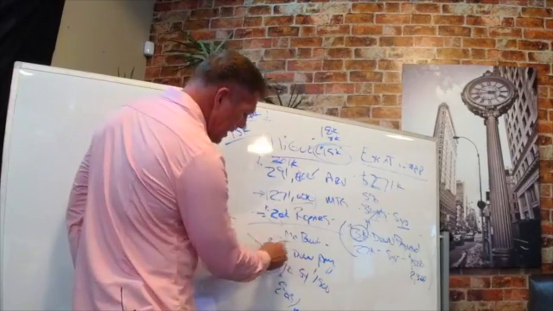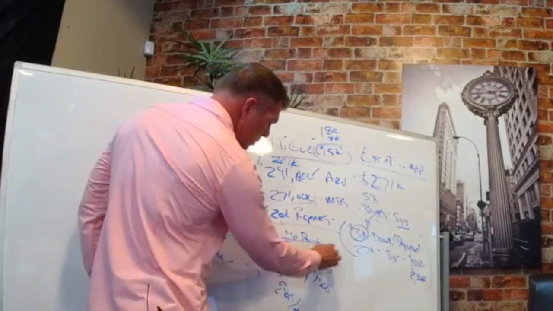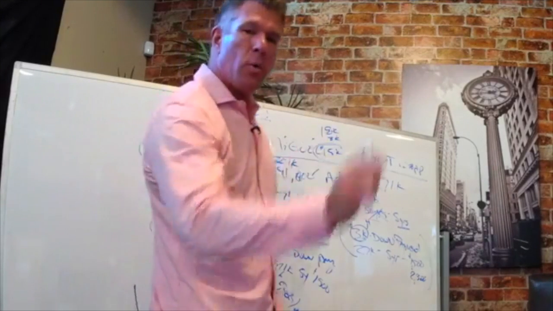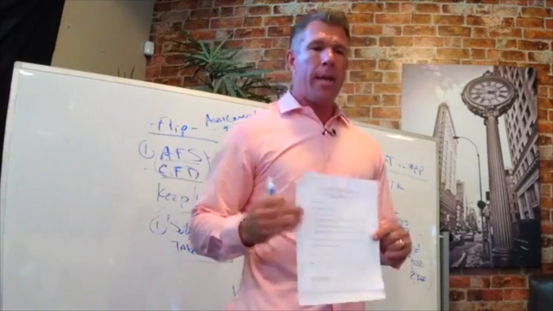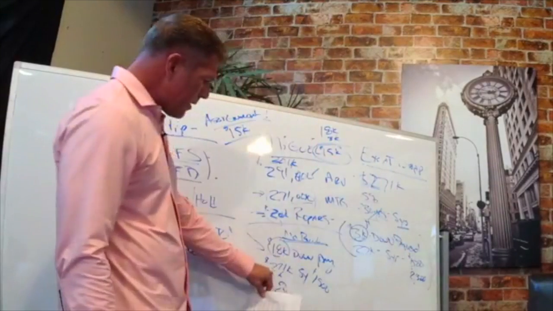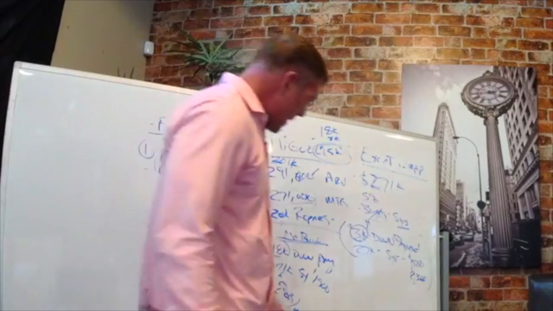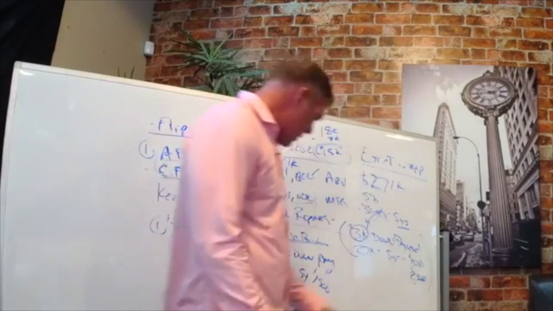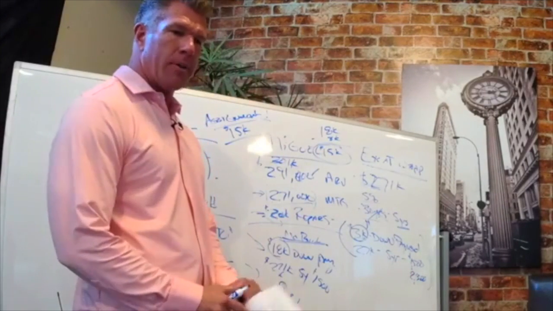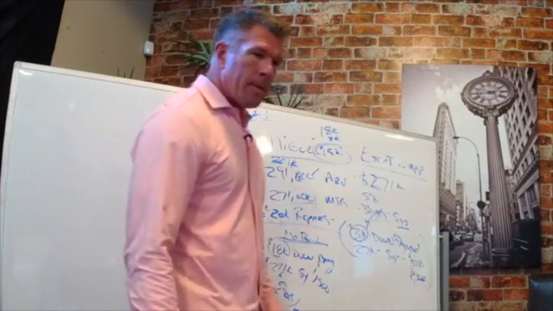Here's the deal. This 18,000 right here is essentially what you sold the property for. You sold it to a buyer. $18,000 down, seller carry $271 for 5 years at $1,500 a month, and potential cash flow, let's say if the rents are $2,300, $800 a month potential cash flow, right? So, see what I'm saying?